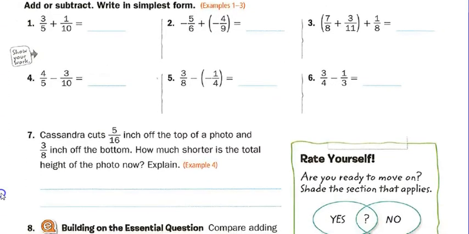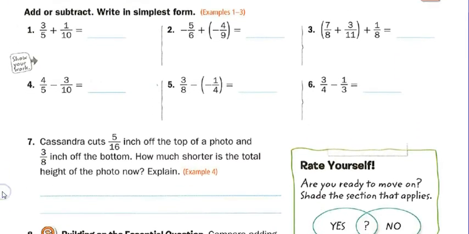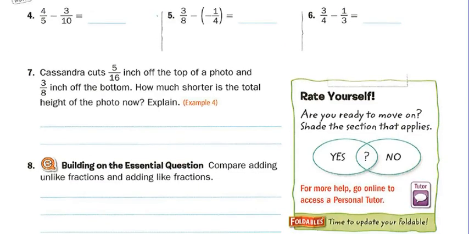Guided practice, we have 8 problems in guided practice tonight. All right, remember, in some of those 3-term ones, you can move them around. Use your commutative and associative properties of addition to make those problems easier for yourself. Don't forget to do number 8. Answer that in a sentence for me. We'll talk about it tomorrow.